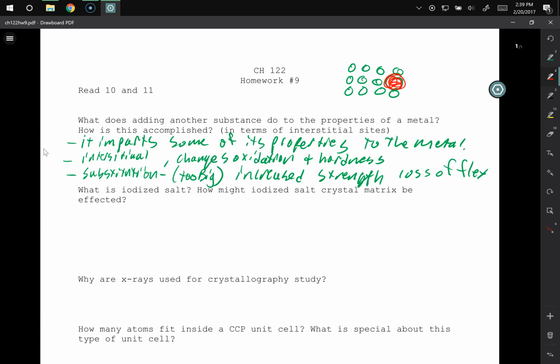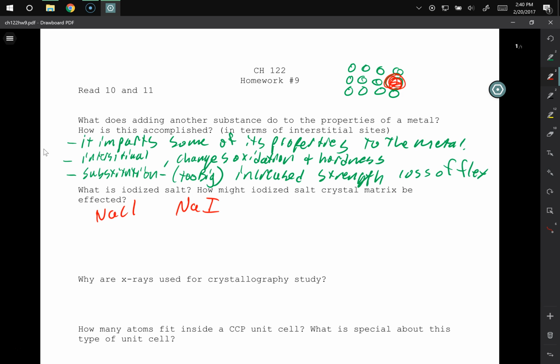Okay. What's iodized salt? Okay, so regular table salt, iodized salt. They add it to regular salt for what reason? Okay, so it's about thyroid issues, to make sure everybody gets enough iodine in their diet. So goiters are the most common issue with that.